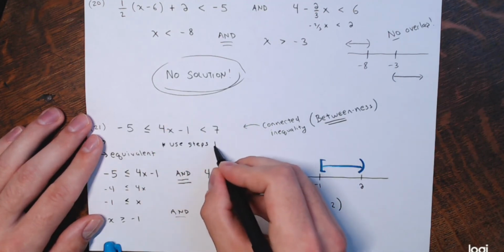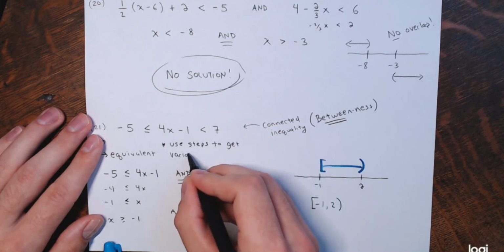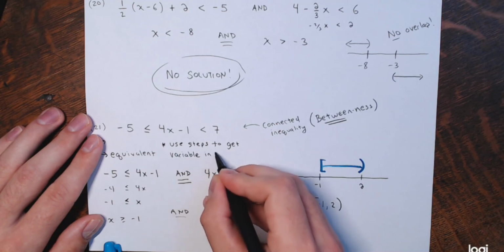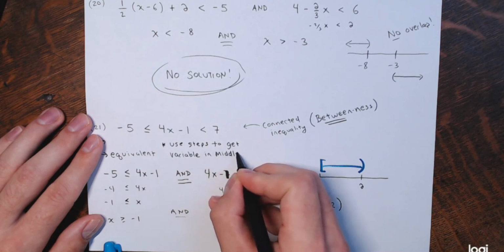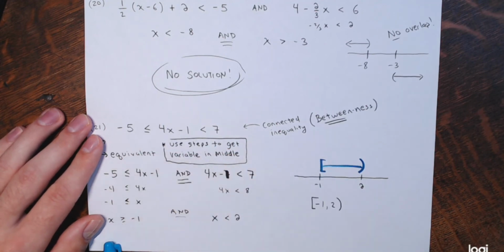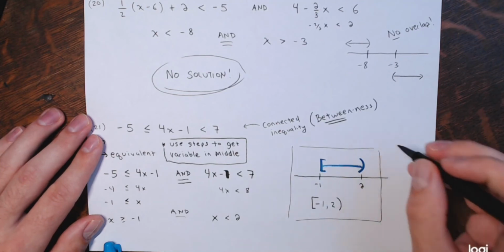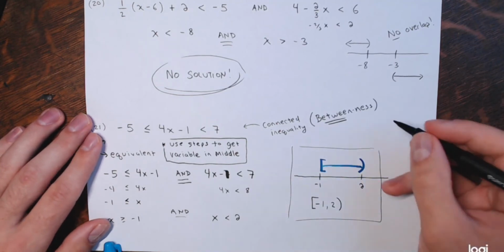Use steps to get the variable in the middle. All right, and what you do to one part, you do to all three. All right, so here are the final solutions here, okay? The graph and the interval. But let me do that off to the side.